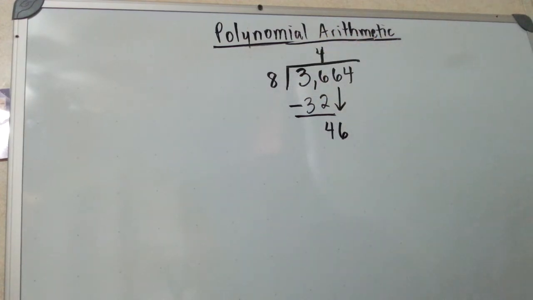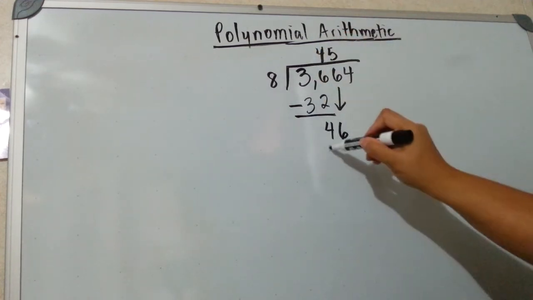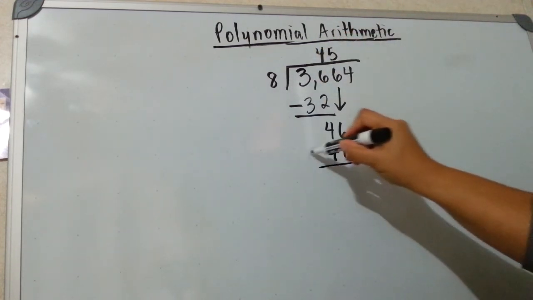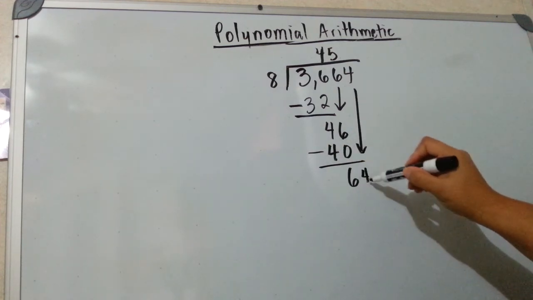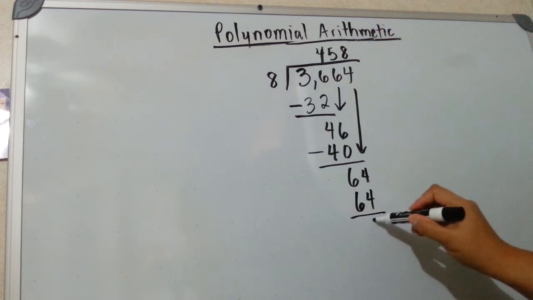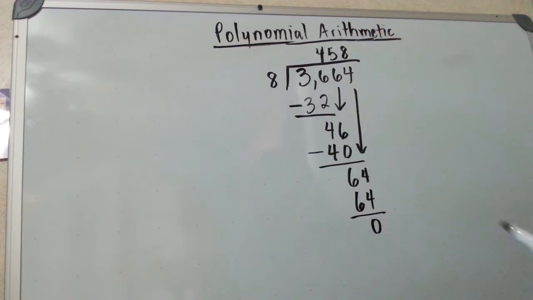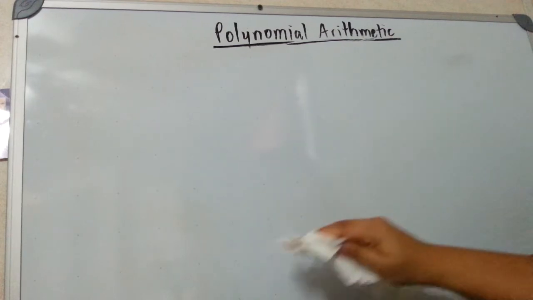8 goes into 46 5 times. That's 40. We subtract, you got 6. 8 goes into 64 8 times. 8 times 8 is 64. And we have a remainder of 0. Okay? This is how we do it with numbers, and we're going to do something similar with polynomials.